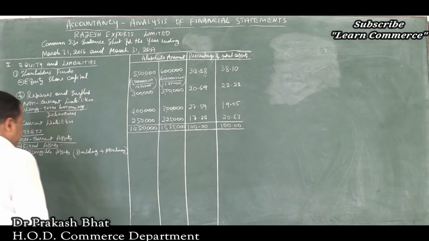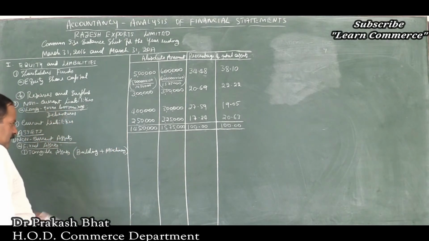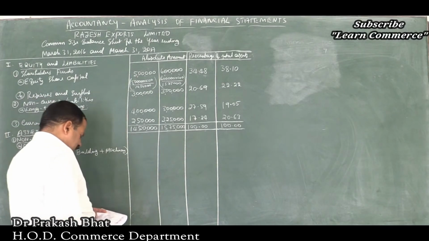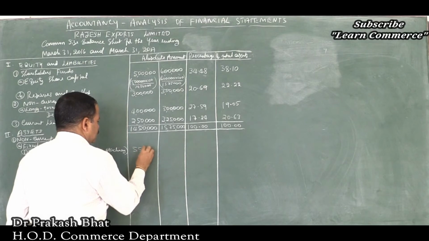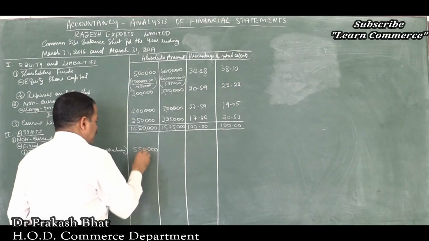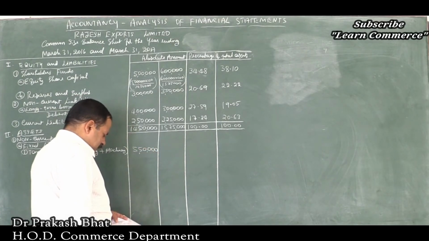Building plus machinery within bracket. Okay. Add together building plus machinery. It comes to 550. Correct. 5,50,000 and 7 lakh.